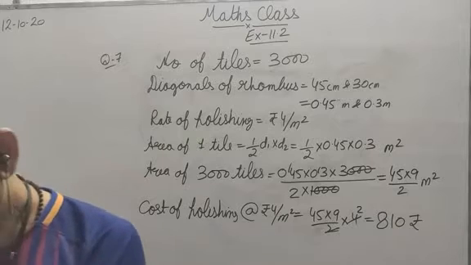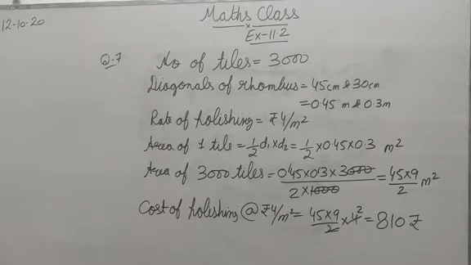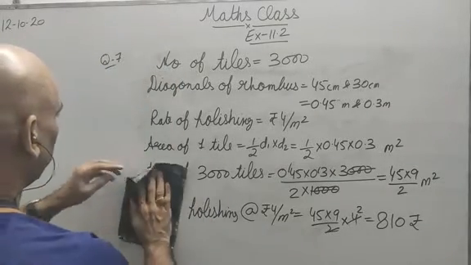Question number 8. Mohan wants to buy a trapezium shaped field. Its side along the river is parallel to and twice the side along the road. If the area of this field is 10,500 meters square and the perpendicular distance between the two parallel sides is 100 meter, find the length of the side along the river.